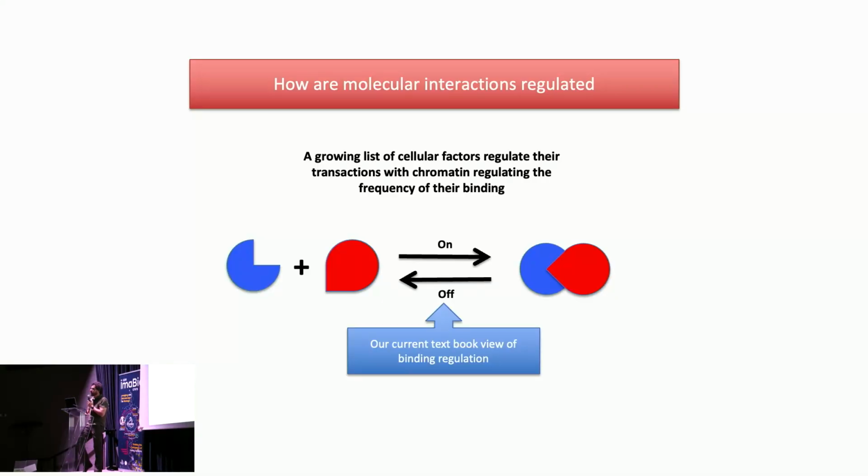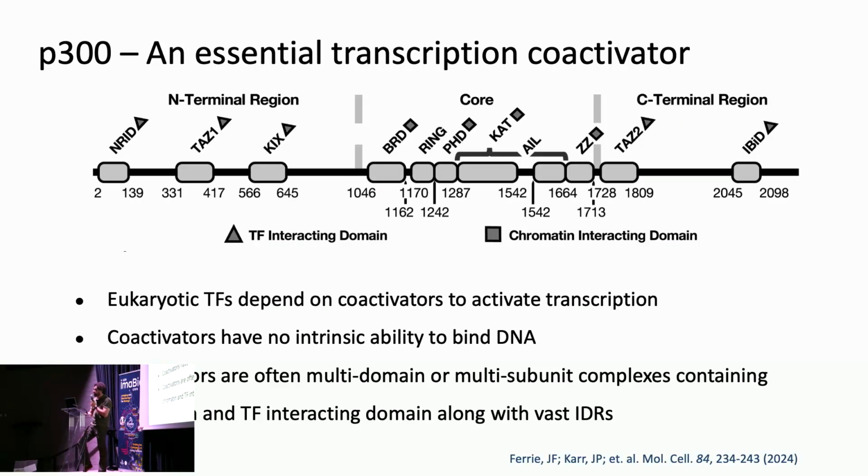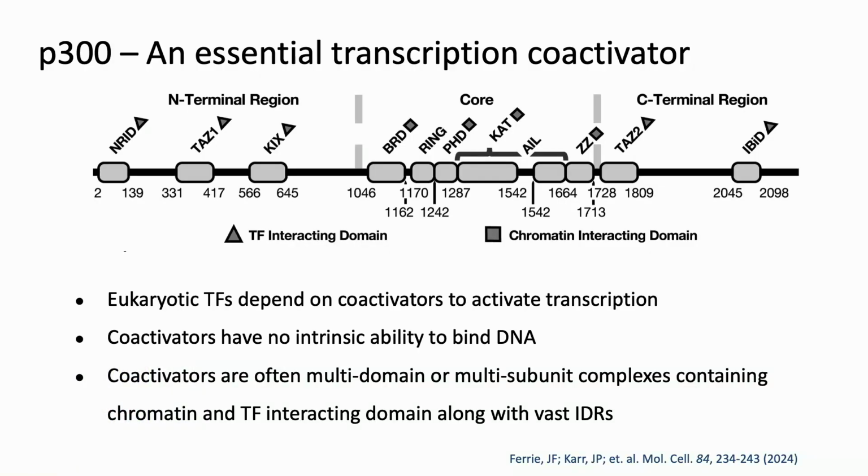So now I'm going to pivot a little bit and tell you about other experiments, and we are going to go to different pieces of data illustrating how these interactions are distributed in the different factors that we are studying. And for this, I'm moving to a cofactor, this giant protein P300 that Jonathan Carr and Jack Ferry decided to tackle when they were in the lab.